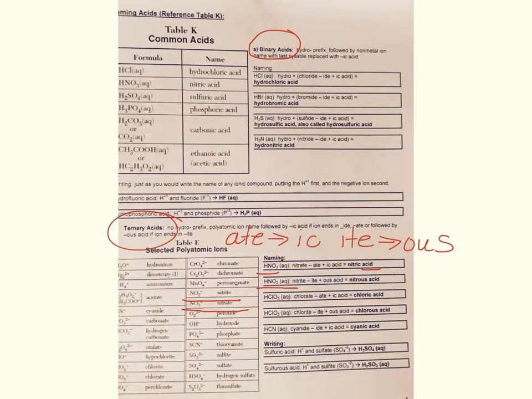And there's some other examples here. Chlorate goes to chloric, chlorite goes to chlorous, and here's an interesting one. HCN is cyanic. So it was cyanide, and that one changed to ic. Most of the acids that you encounter on the Regents exam will be ones that you can find here in Table K.